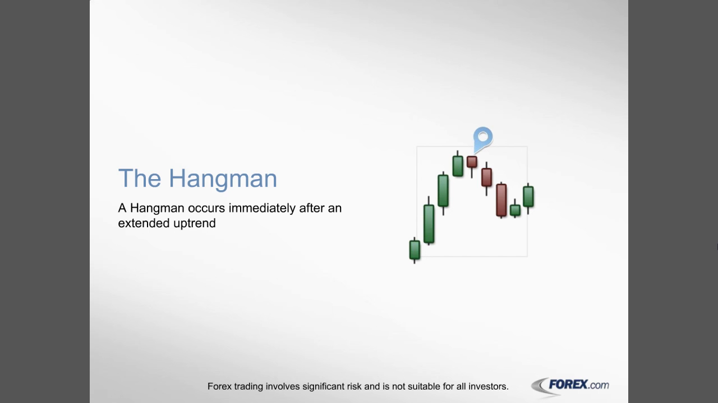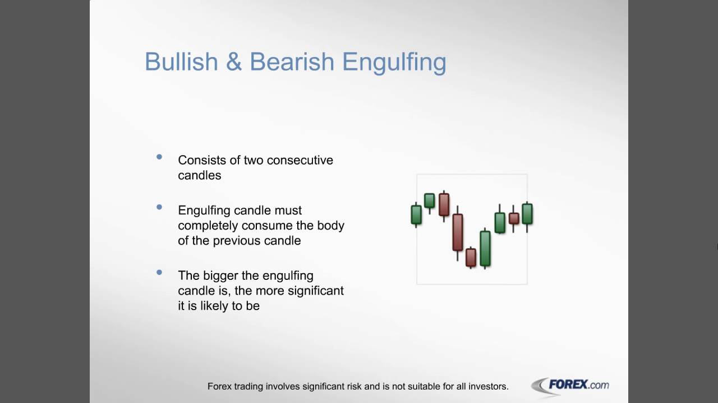And then we have the hangman. So the hangman has the same shape as the hammer, except that it comes after an uptrend, preferably at a new high for the move. So remember, it looks just like that hammer, except these are seen in an uptrend. And we can see here the market topped out at that point. We have that hangman, and that confirmed that there was a possible reversal about to happen. And then we had that reversal here at this point.